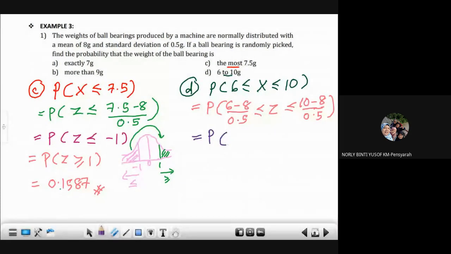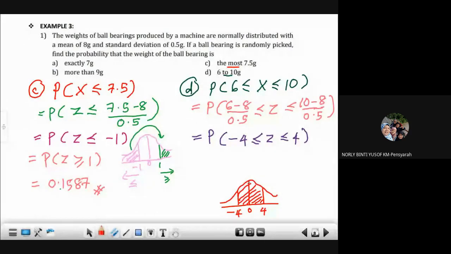You akan dapat negative 4 and also 4 in between lah. So kalau you draw the normal shape, you ada negative 4 on your left, 0 tengah-tengah, 4 on your right. And you punya region adalah in between negative 4 and 4. So tengah-tengah lah kat sini.